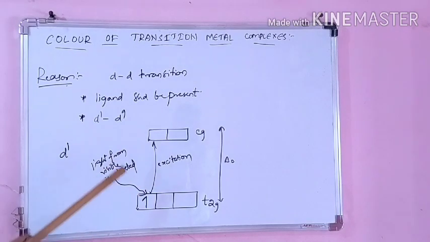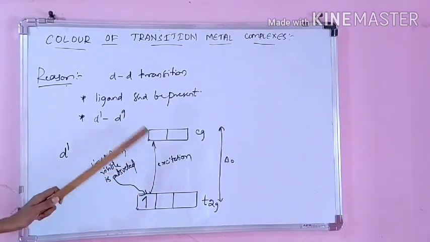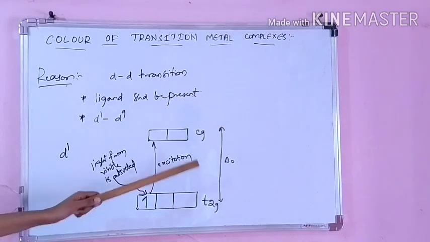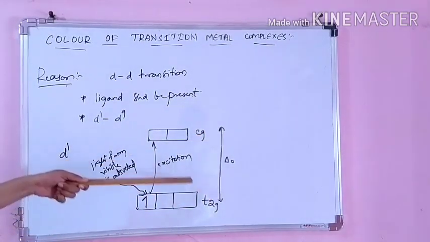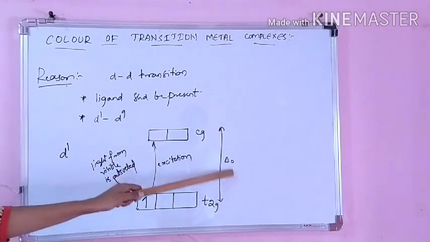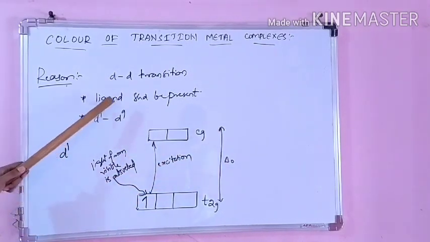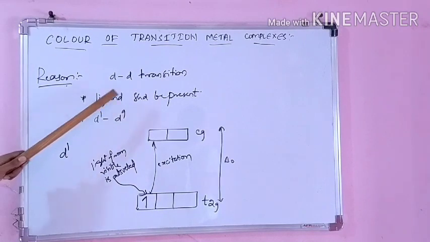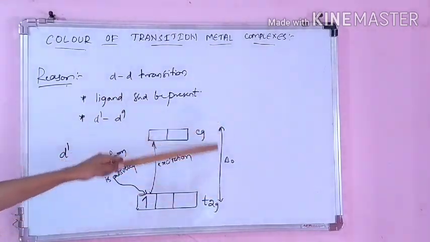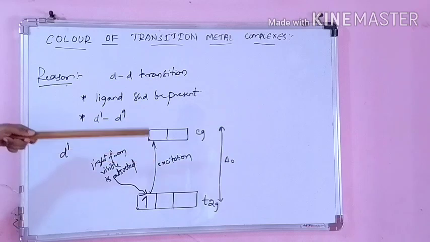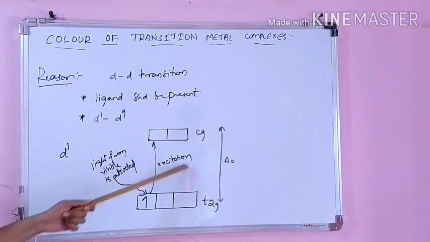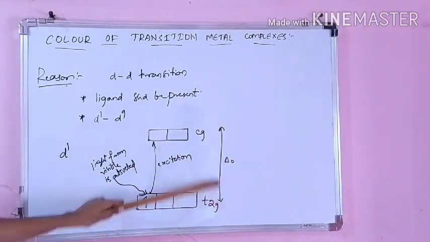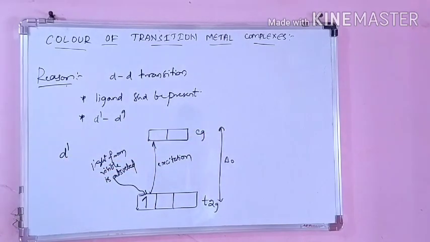So now the transition takes place, and you have the complex colored, isn't it? Another thing you have to remember: delta naught varies with different complexes. It is not the same for all complexes. It depends upon the ligand, whether it is a strong field or weak field ligand. So this delta naught varies. Since it varies, even the energy varies. Hence different complexes have different colors. This is the reason why all the complexes are not the same color. It is because of the delta naught.